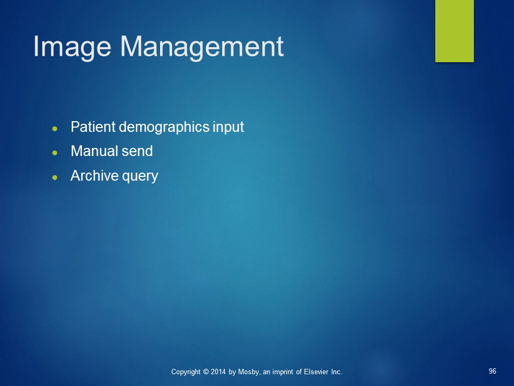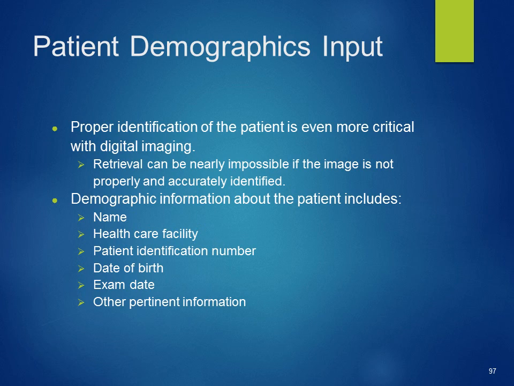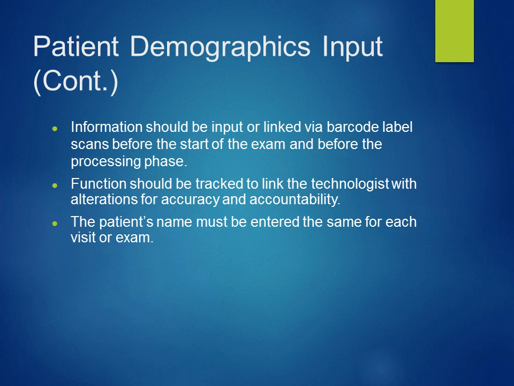Image management. Patient demographics input, manual send, and archive query. Patient demographics input. Proper identification of the patient is even more critical with digital imaging. Retrieval can be nearly impossible if an image is not properly and accurately identified. Demographic information about the patient includes name, healthcare facility, patient identification number, date of birth, exam date, and some other pertinent information. Information should be input or linked via barcode label scans before the start of the exam and therefore the processing phase. Functions should be tracked to link the technologist with alterations for accuracy and accountability.